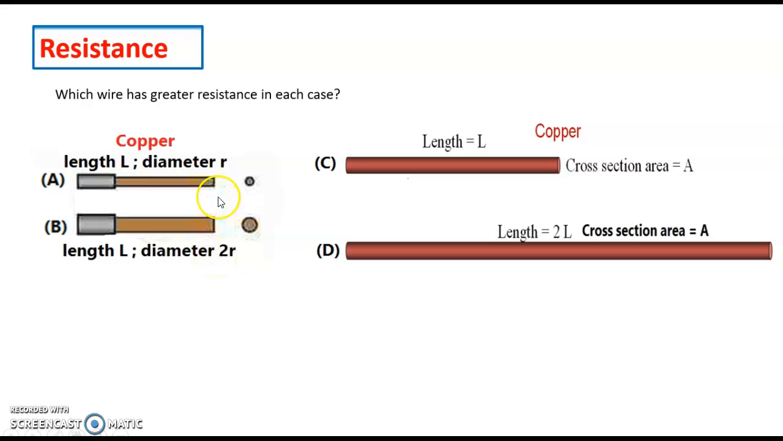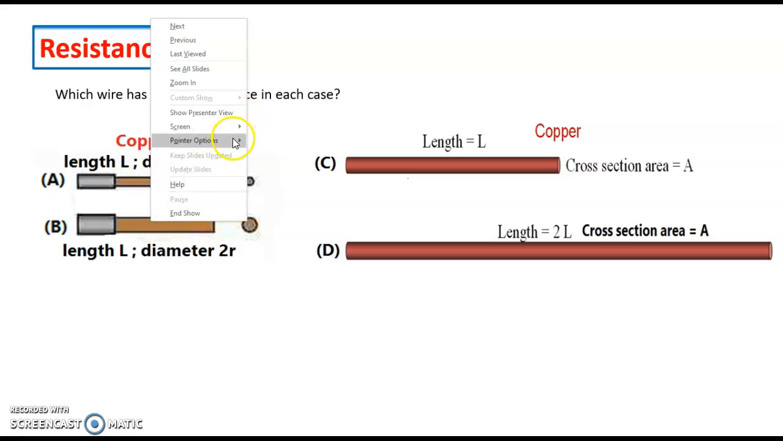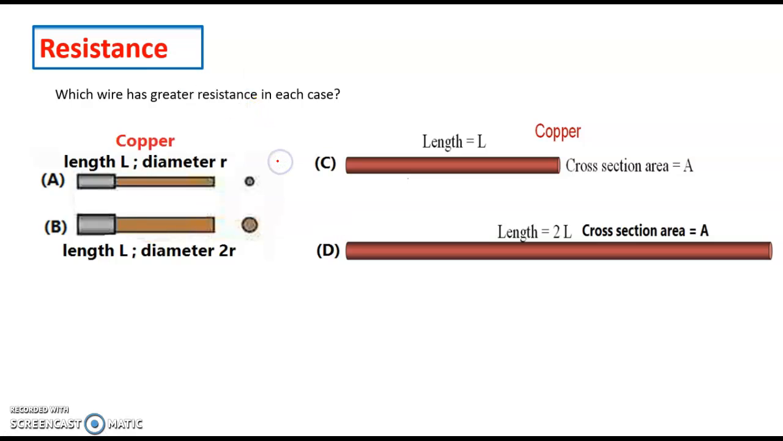So which one has a greater resistance, the one with diameter R or diameter 2R, the narrower one or the wider one? For sure it's the narrower one. So this one has greater resistance. What about comparing C and D that have the same length?